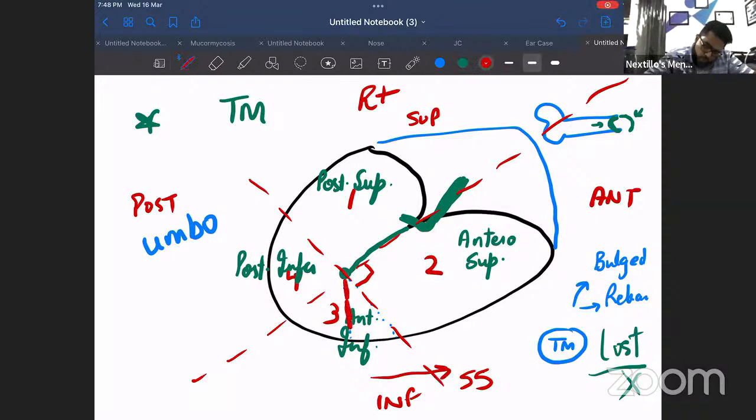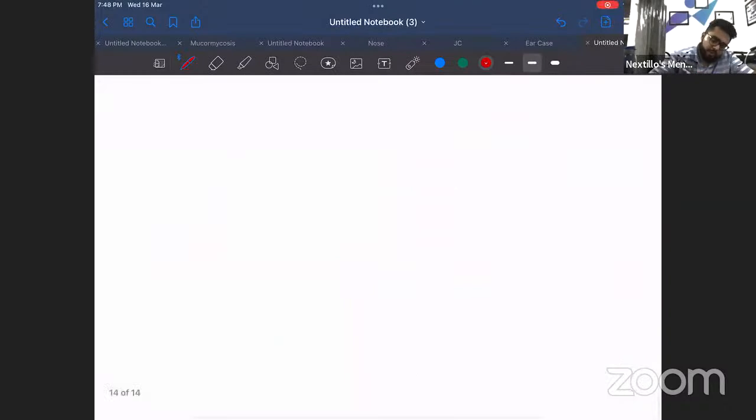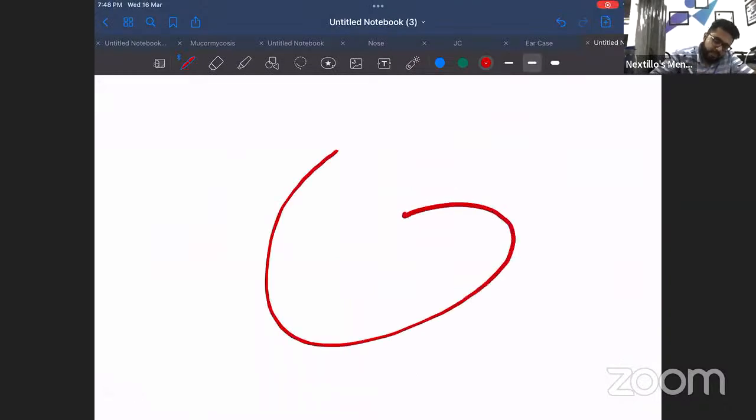This cone of light is seen in which quadrant? The anteroinferior quadrant. This is how it looks normally. Okay, so this is very simple. Now the concept with which I want to leave you all, which is not related to the anatomy but will help you later in reading the diseases as well.